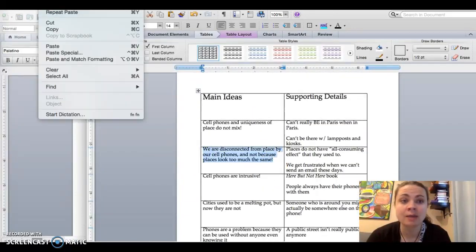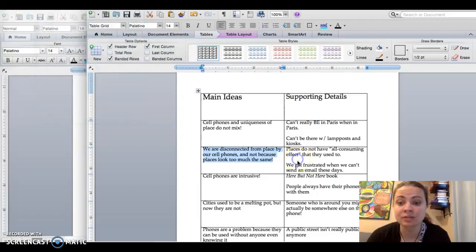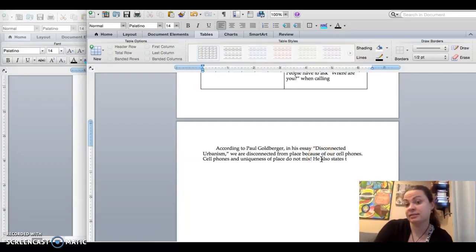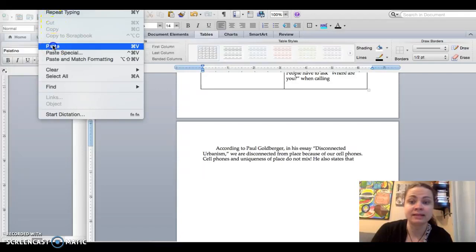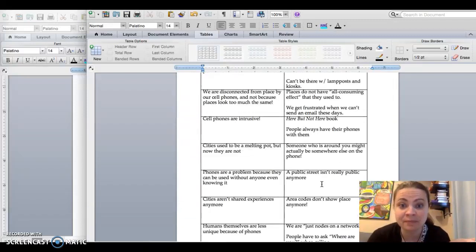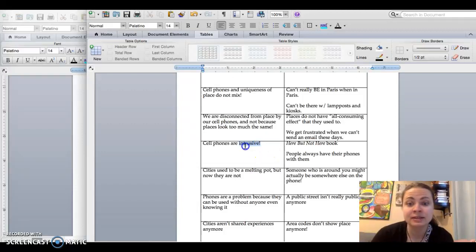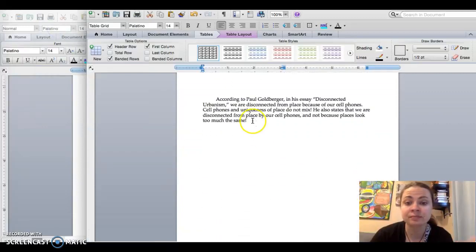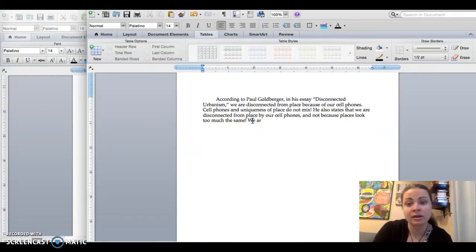And then as we're copying, we can also add some nice transition language. He also states that, right? And then we're going to go ahead and paste that down. We are disconnected from place by our cell phones and not because places look too much the same. Okay. And we can get the next one. And again, we can form a nice transition. We are disconnected because, and then we're going to put our next statement.